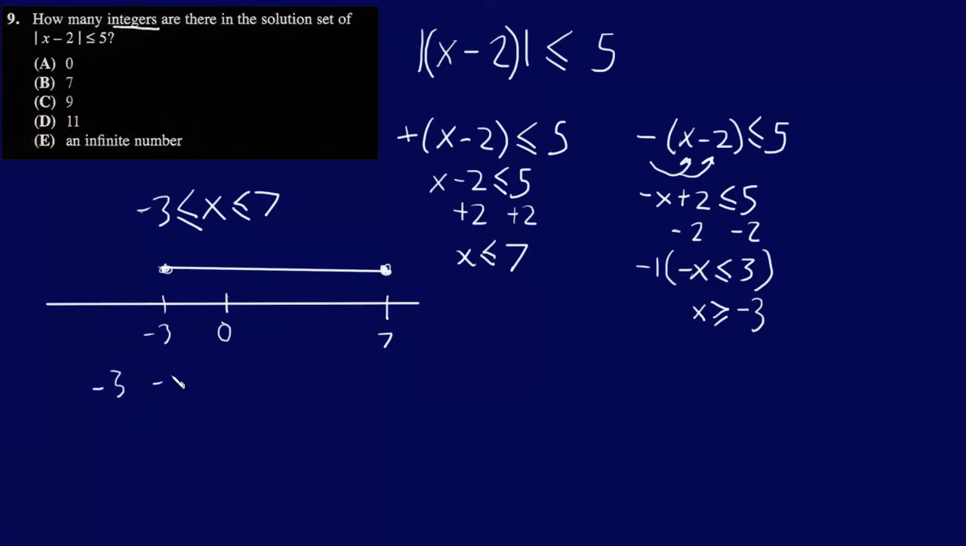Well, they're negative 3, negative 2, negative 1, 0, 1, 2, 3, 4, 5, 6, 7. So those are all the integers. And how many are there? 1, 2, 3, 4, 5, 6, 7, 8, 9, 10, 11. And our answer is D, 11.